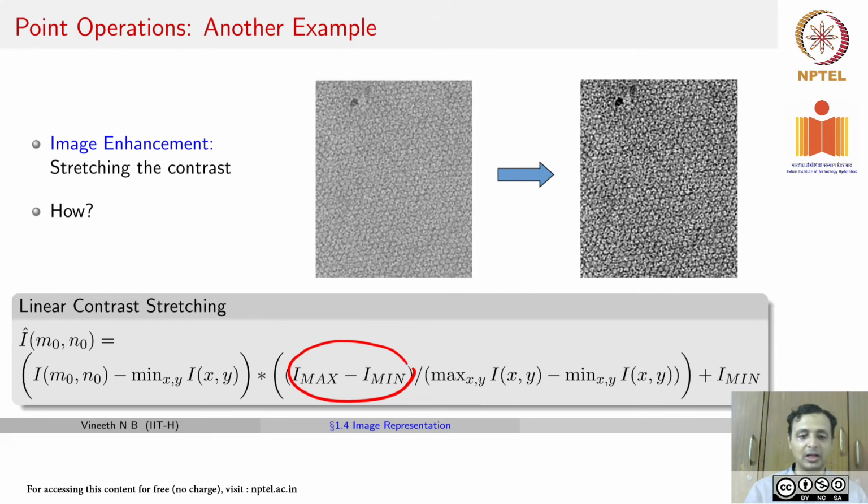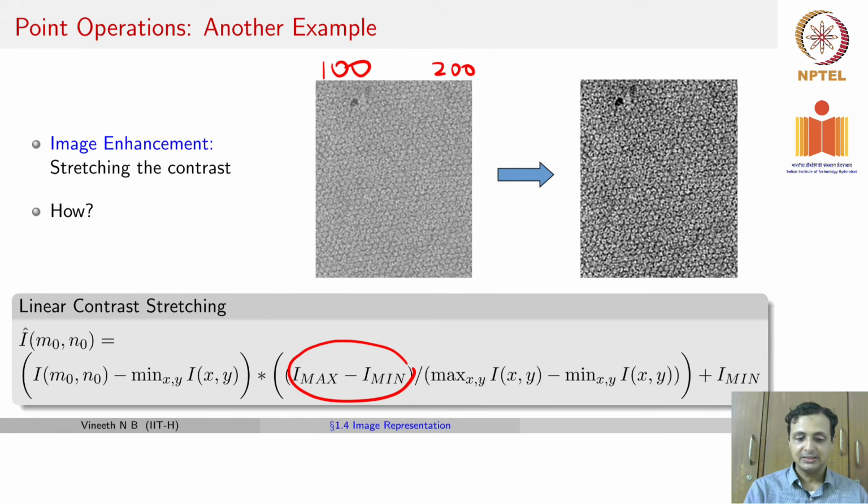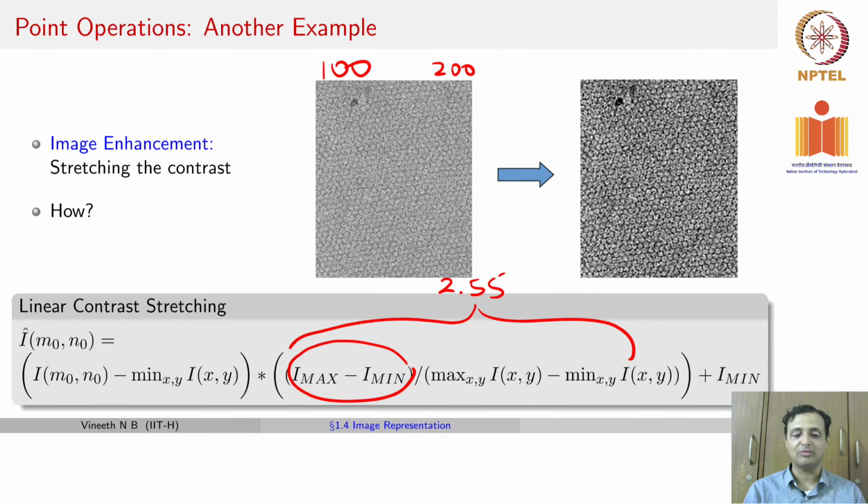Let's assume hypothetically that this image on the left had its max value to be 200 and its min value to be 100. Okay. If that's the case, this entire ratio here that you see is going to become 2.55. This is 255 minus 0 divided by 200 minus 100, which will be 2.55.